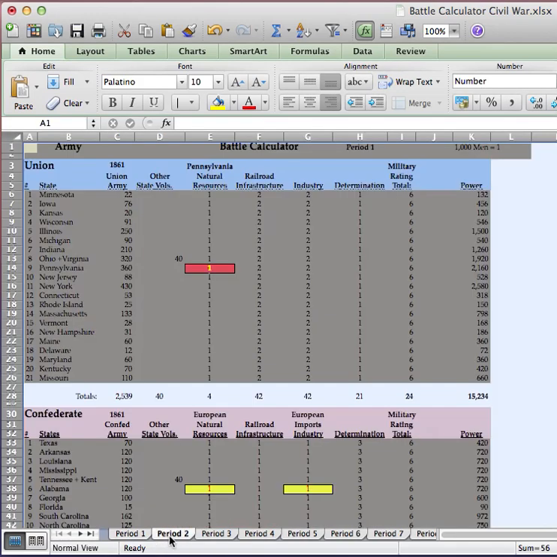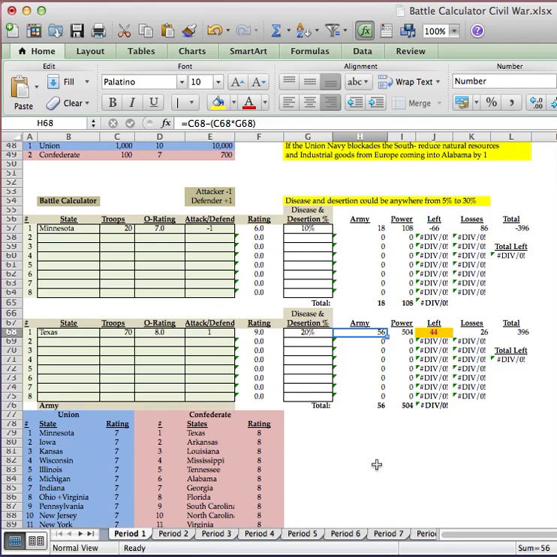If you have different periods, there are different ones on each one of these that will show you how to use it for each different class period, and so you can keep all those separate. And so they all stay the same in case you have maybe 2 or 3 different class periods that run the simulation all at once. So that's an explanation of the battle calculator.